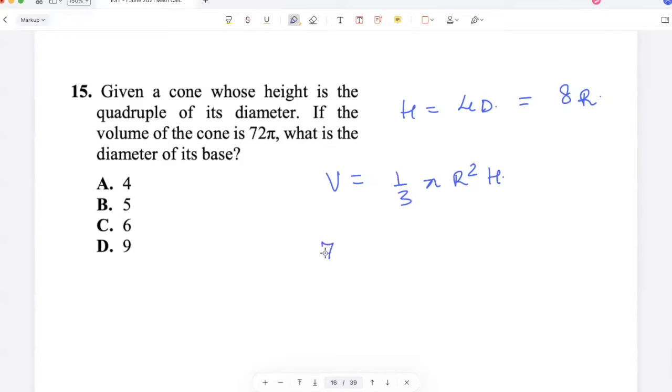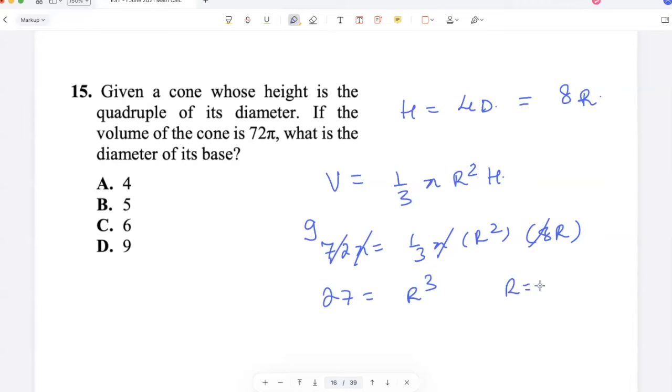So volume is 72 pi is 1/3 pi r squared into h is 8r. So pi and pi cancels. And 8 cancels into 72 with 9. So 27 is r cube. So r is 3. So the radius of the base is 3. So diameter would be 6.